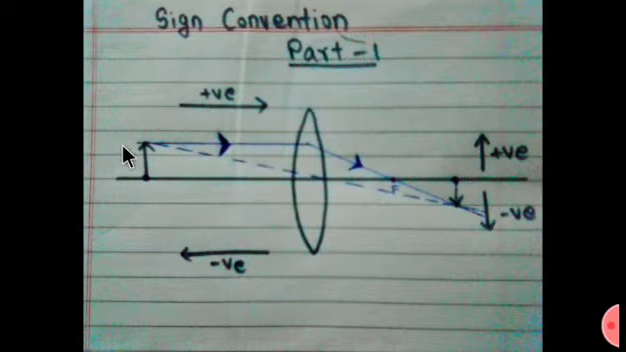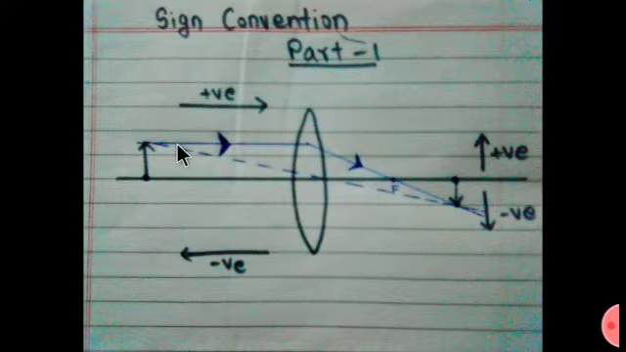This is the first image, and the topic suggests sign convention part 1. This is a convex lens, which is called a converging lens, right? This blue line indicates the incident ray, which is going from left to right, and then it meets the convex lens. Since a convex lens is a converging lens, it converges the incident ray, and the ray passes through the focus of the lens, and after passing through it, it meets another ray.